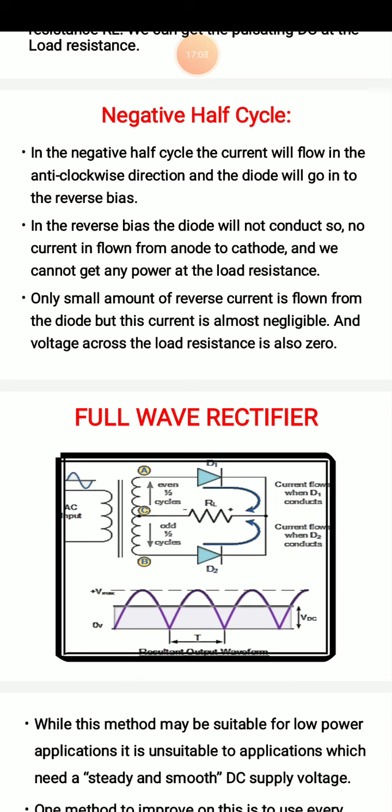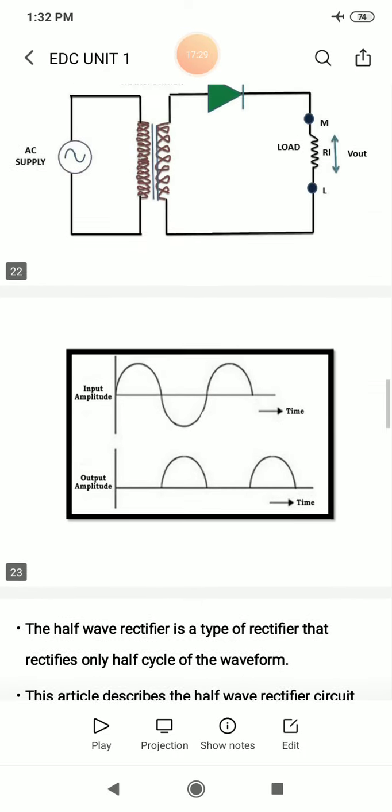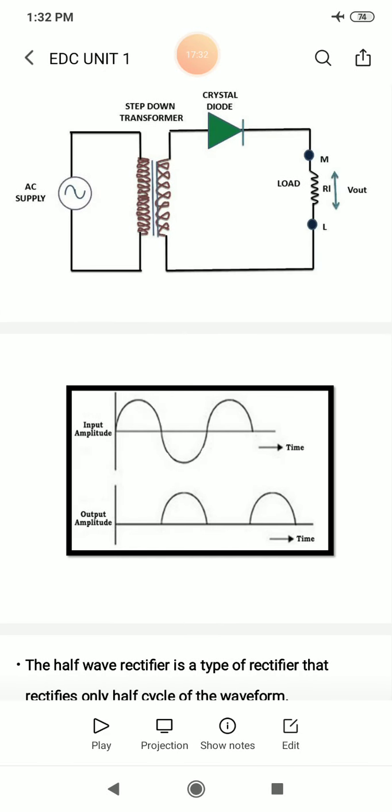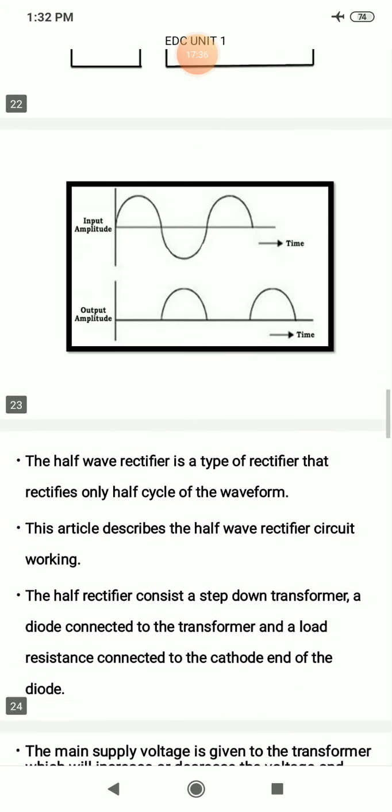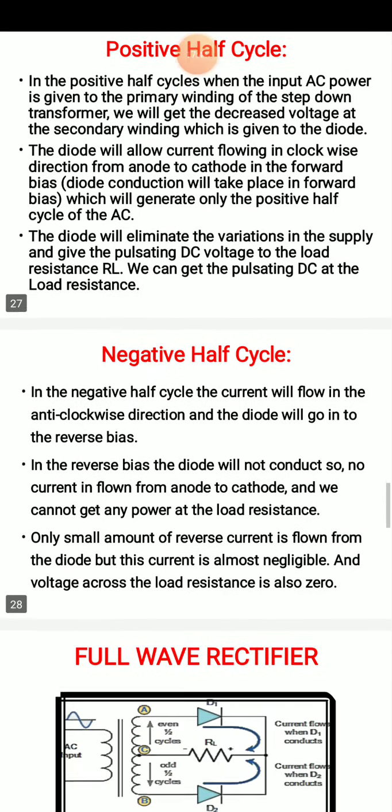Only a small amount of reverse current flows through the diode, but this current is almost negligible. We cannot say that zero current is flowing. There is some current flowing, but it is negligible. And the voltage across the load resistance is also zero. In the negative half cycle, we can say the load current or voltage at RL will be zero or negligible. It operates only in the positive half cycle. This is about the half wave rectifier.